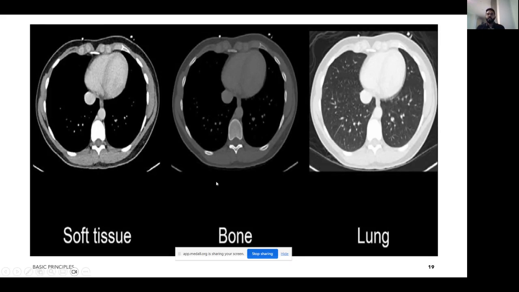So say you want to rule out a rib fracture. If you put a bone window, now the lungs are not very clear, the soft tissue is not very clear, but you start seeing the bones much better. Now, if you want to see the lung, you put the lung window in. You can see the bones have become obscured and the soft tissue has become obscured, but the lungs have come into full view, and you're able to pick up all the pathologies from that lung window.